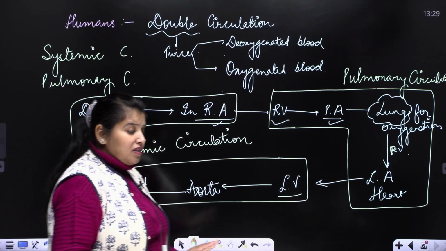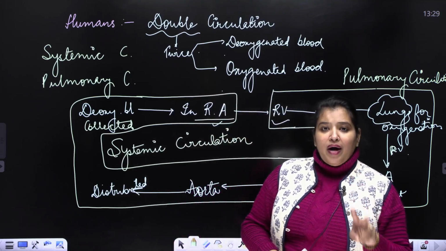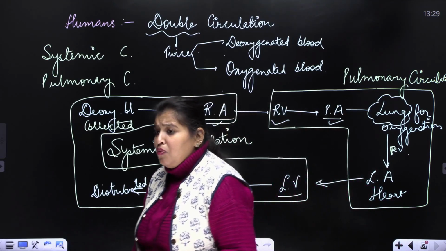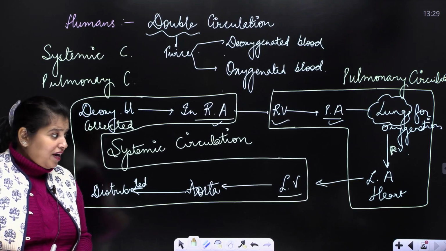So this is the part of double circulation. Why do we call it double circulation? Because the blood enters the heart twice, once in the oxygenated form and once in the deoxygenated form. All right.